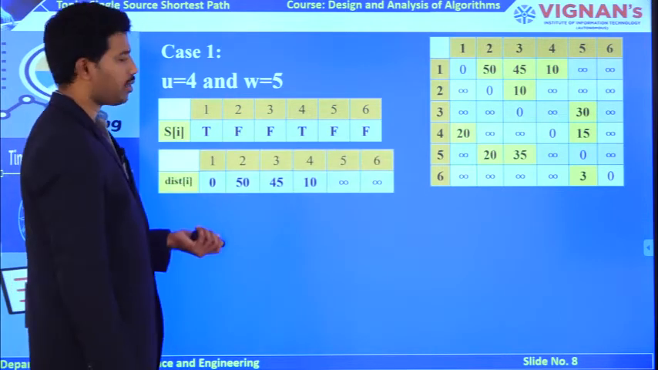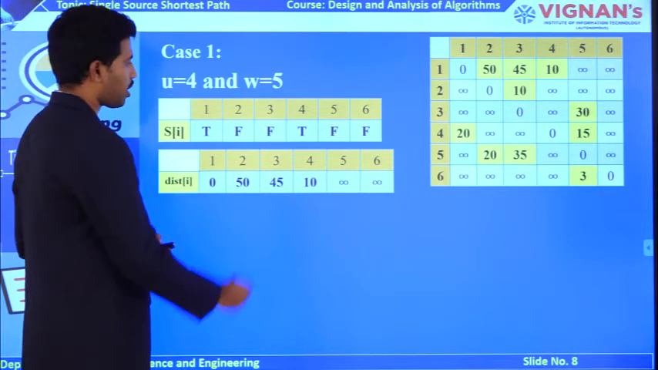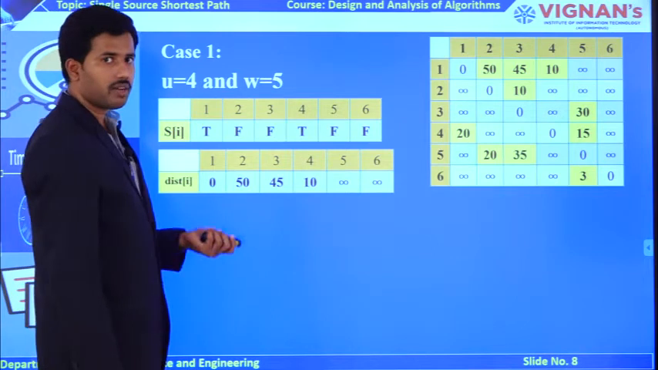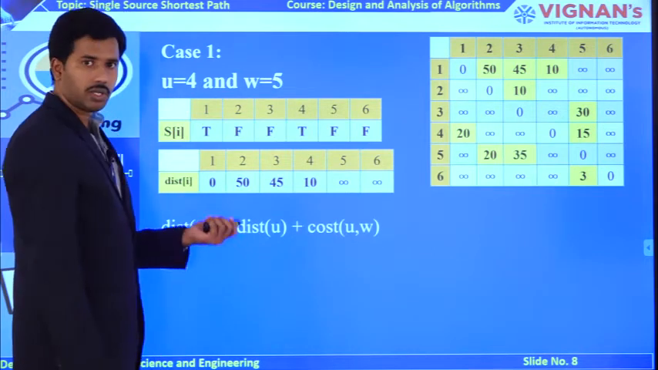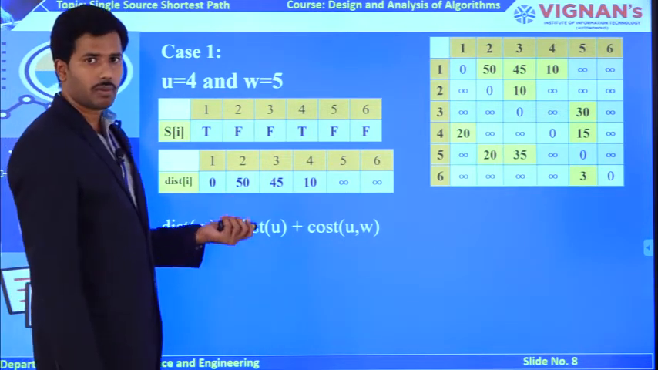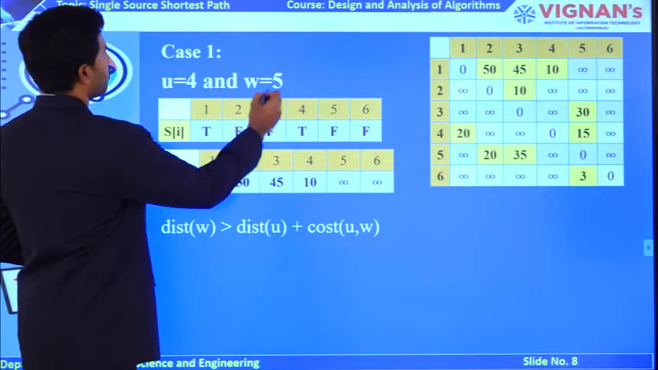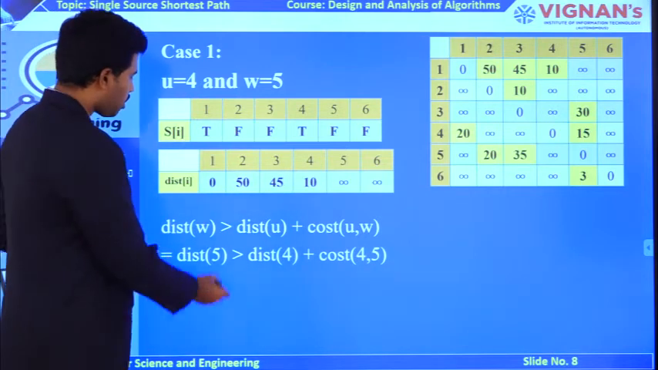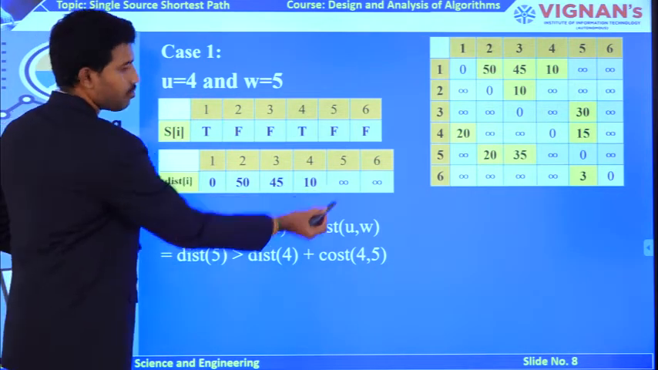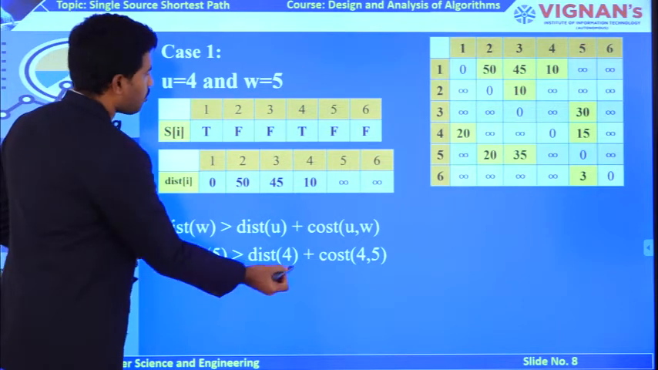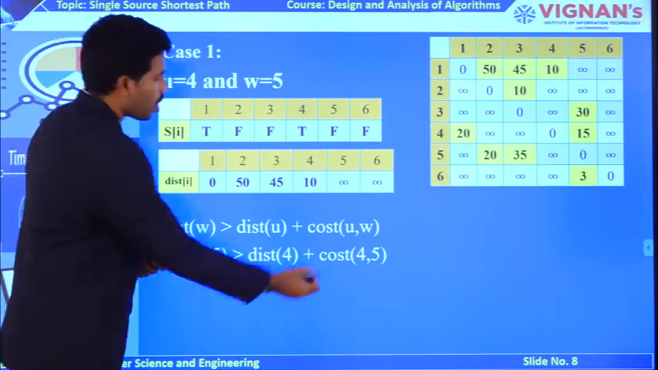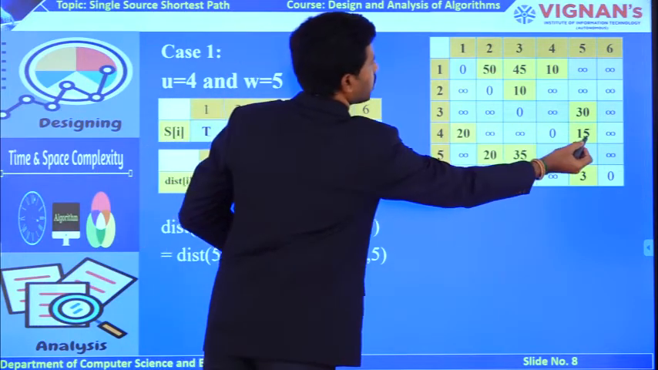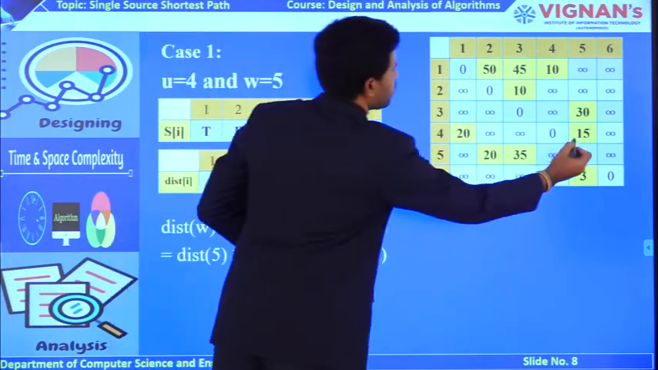Now let us focus on how it works. This is my distance vector, initially. With the help of my mathematical formula, I update the values: distance of W greater than distance of U plus cost of U comma W. What is W here? 5. What is U here? 4. What is the distance of 5? Nothing but infinity. What is the distance of 4? Nothing but 10. What is the cost to reach from 4 to 5? Go to the 4th row. To reach from 4 to 5, the cost needed is 15.